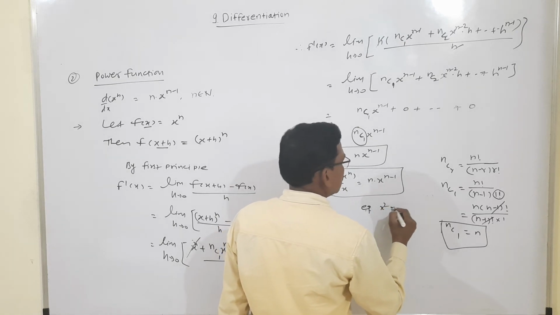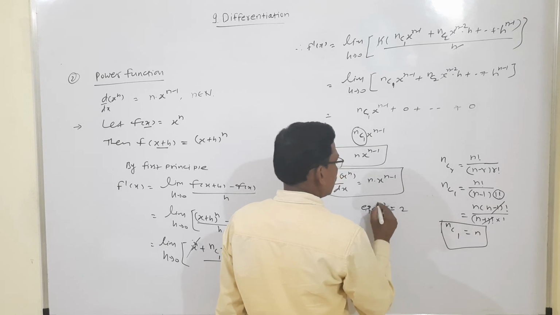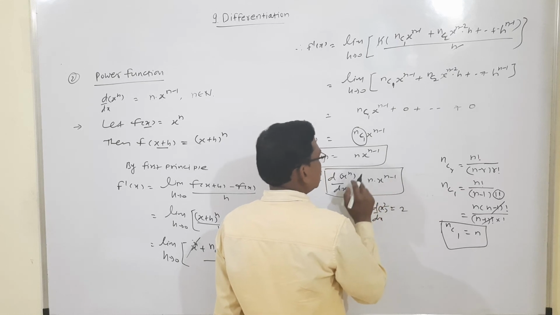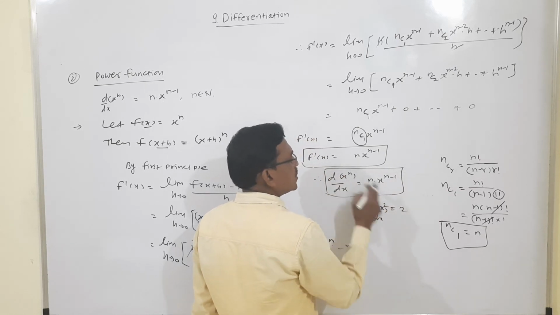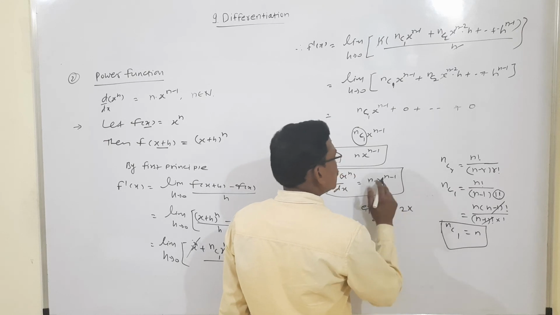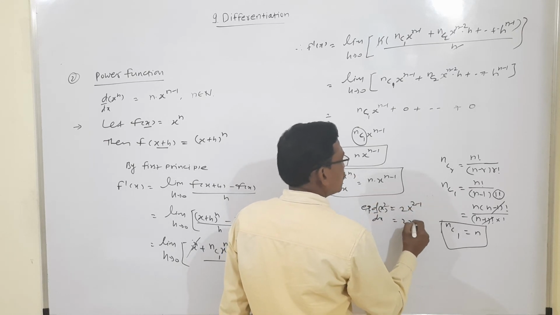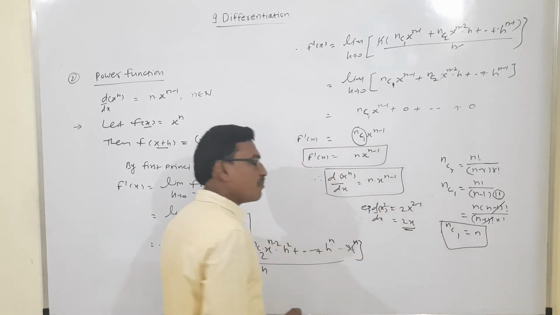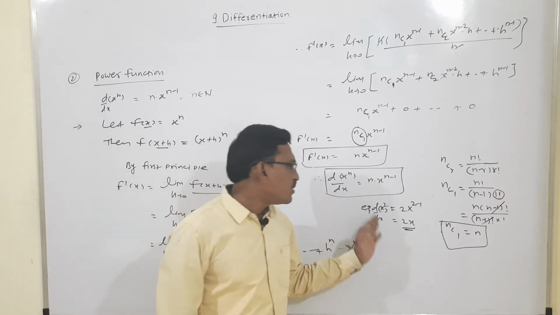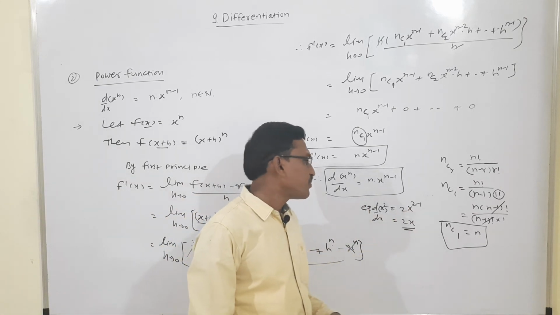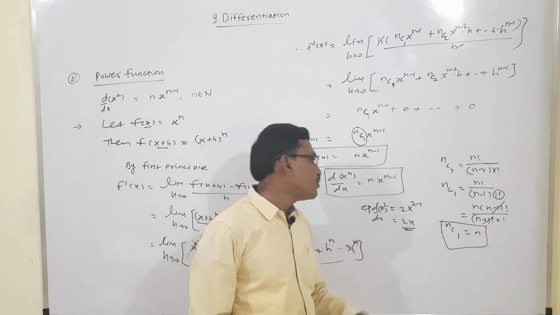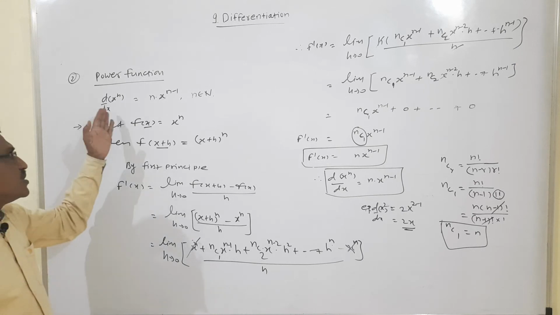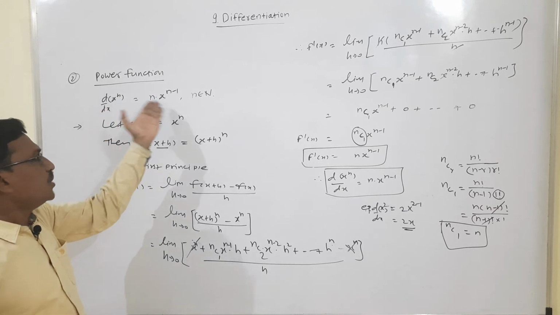By using this formula, n is 2 here, so it is 2 into x raised to 2 minus 1, and 2 minus 1 is 1, so 2x. The derivative of x square is 2x. This is the example. Taking other examples, the derivative of x cube is 3x square, and the derivative of x raised to 4 is 4x cube. In this way we can find the derivative of any power function by using this basic formula for x raised to n.